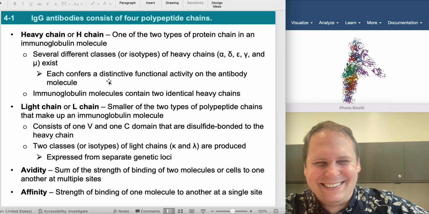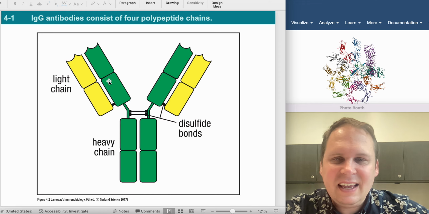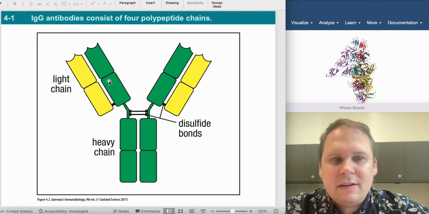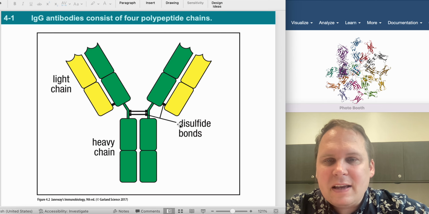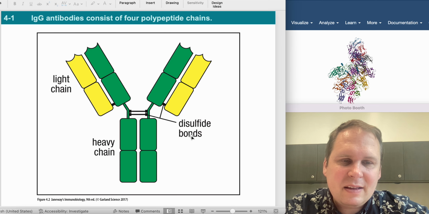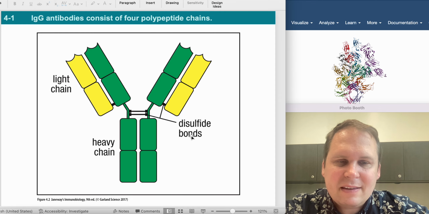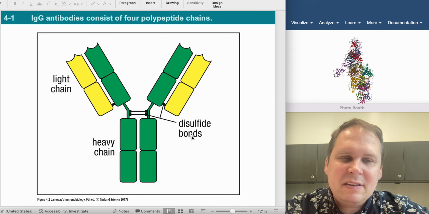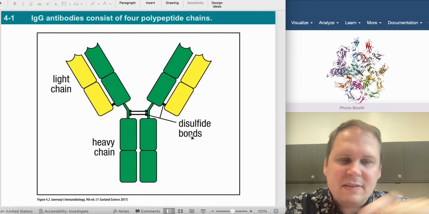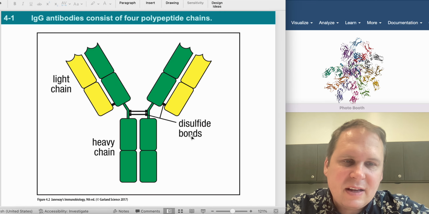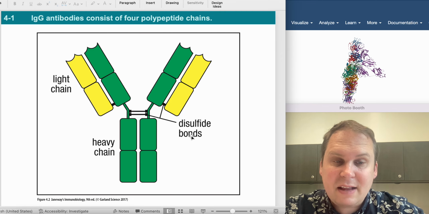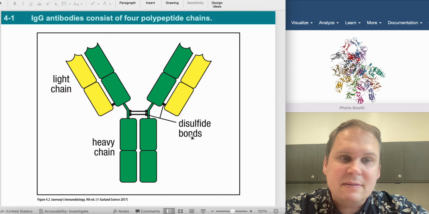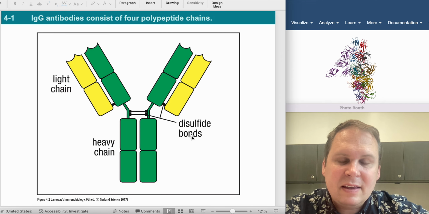Okay, heavy chain, light chain. Cool. The light chains are held onto the heavy chains by disulfide bonds. A disulfide bond is two cysteine amino acids, and they have a little sulfur, SH, as their side chain. Sulfur and a hydrogen. And they're going to kick out those hydrogens, and the two sulfurs are going to bond to each other. And that's a disulfide bond.